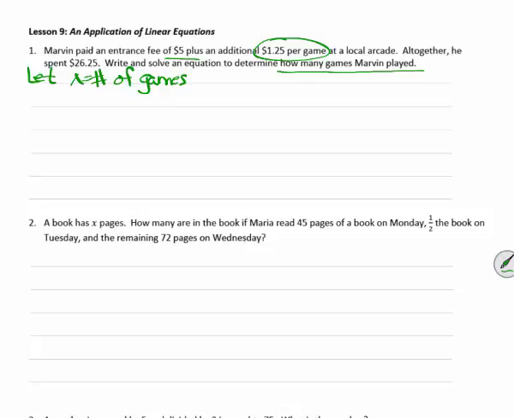Now we have to think about what's being done here. It says altogether, right? That means a sum. He spent $26.25. So we know a total of $26.25. Well, what was that $26.25 made up of? A $5 fee plus an additional $1.25 per game, 1.25x. The per means to multiply.